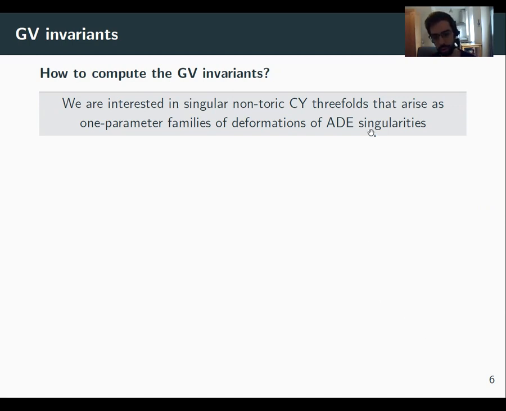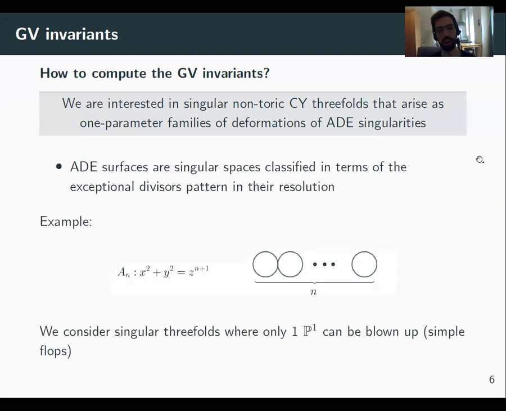So let me focus on the ADE singularities part first. ADE surfaces are singular spaces that are classified in terms of the exceptional divisors in their resolution. So for example, if we have this A_N equation, we can see that this geometry is singular at the origin, and that if we resolve the singular point, we find a chain of N P1s arranged in this way that you can see on the right.